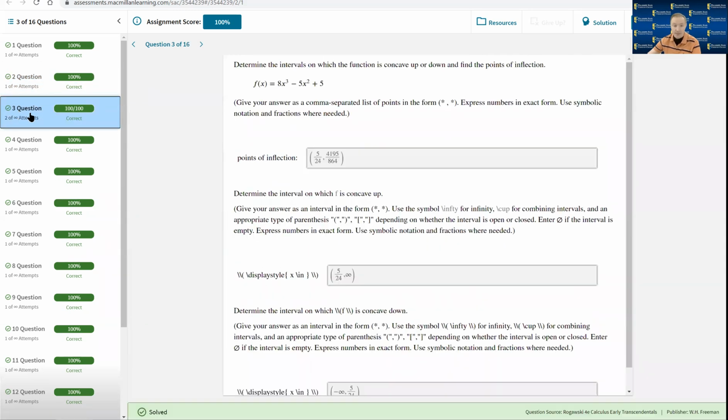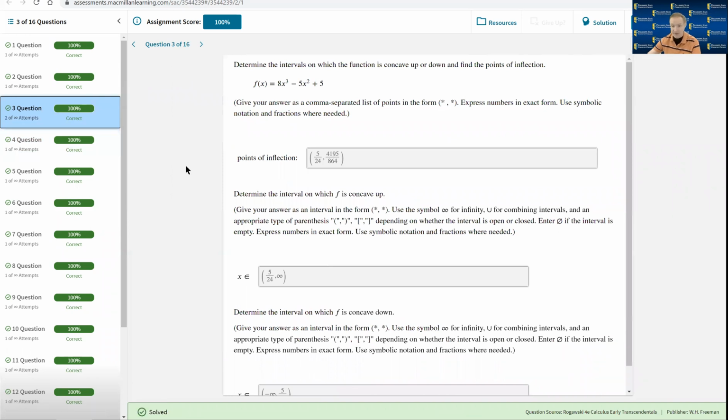Now we go through several problems where we just work out the second derivative test. So notice on these, it'll give you the function. In this first function, I have a cubic. And it's going to ask you for the intervals on which the function is concave up and on which the function is concave down. Now, you'll see that this number 3 took me 2 attempts. And the reason it took me 2 attempts is I didn't read my directions very well here.